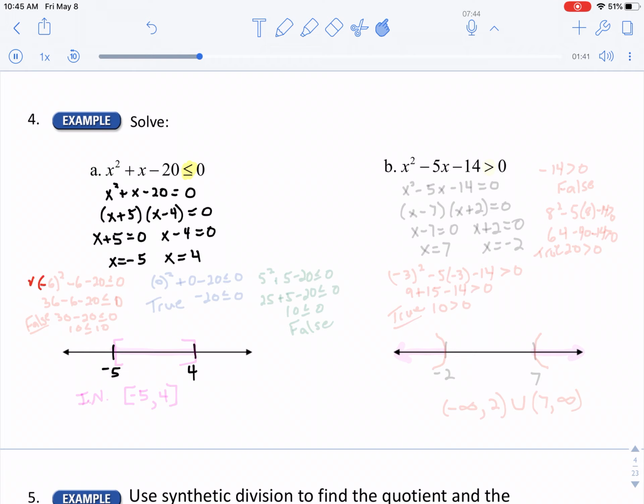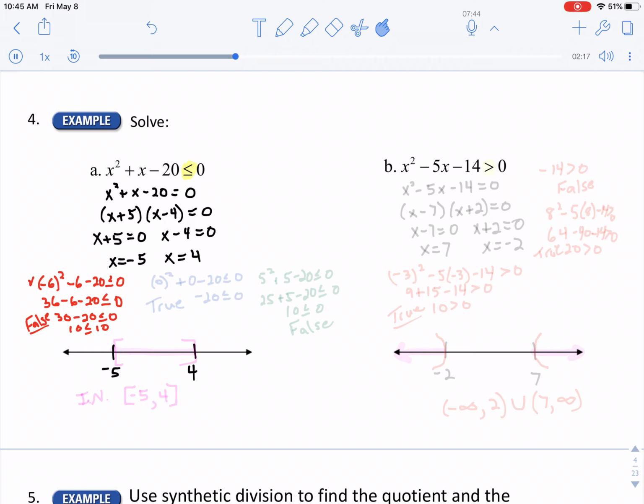So negative 6 squared plus negative 6, which means minus 6, minus 20 has to be less than or equal to 0. That gives me 36 minus 6 minus 20 is less than or equal to 0. It gives me 30 minus 20 is less than or equal to 0. So 10 is less than or equal to 0, and that's a false statement. Since it is a false statement, I do not shade to the left.